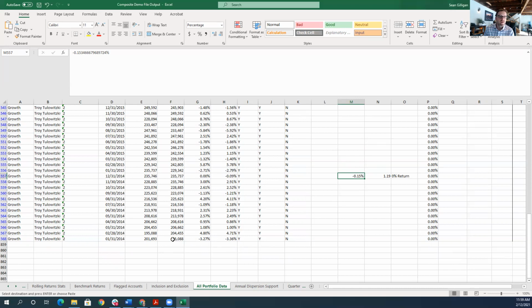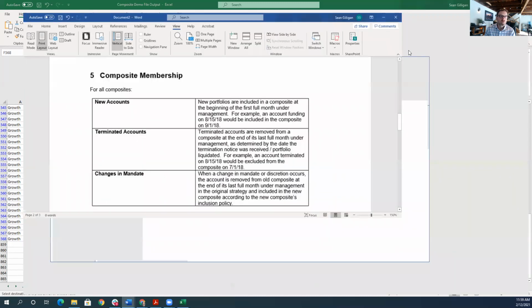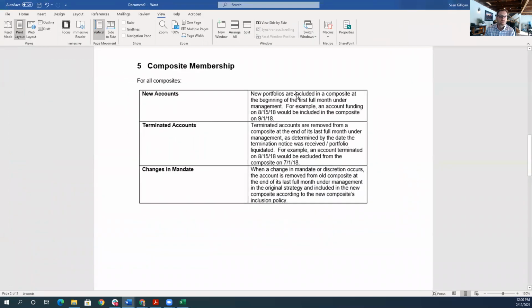Also, if this was, say, the very first month or the first couple months that it's in the composite, maybe it wasn't invested yet. And something to consider is, what is the policy for the timing of inclusion in the composite? Here's just a generic sample. Let's say that the policy is to include new accounts just based on the first full month under management. Then maybe that's fine that it's not fully invested yet, as long as you had discretion and the portfolio manager was just using their discretion to wait and get the portfolio invested a little bit later. That's fine. It does need to be in the composite.